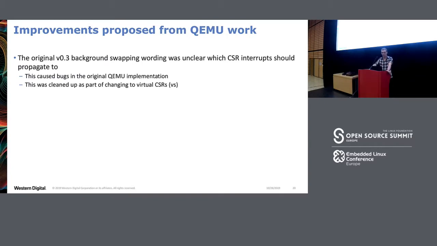So the original 0.3 that we did all the work on had this background swapping register stuff. It was a little different to the way we do it now with the virtual status or the virtual registers. And it was unclear where interrupts should go to and who should handle them. So we caught that, well, a lot of bugs in QEMU caught that. And so that's cleared up now as part of the update to the 0.4. It's now much clearer how the shadow registers work.